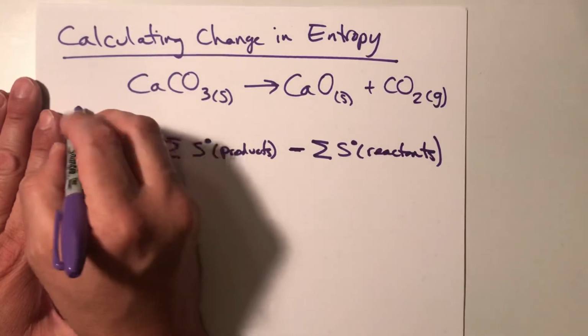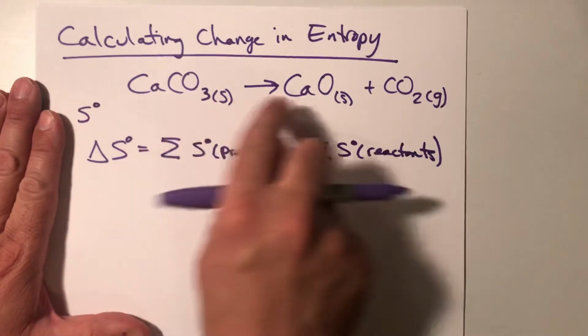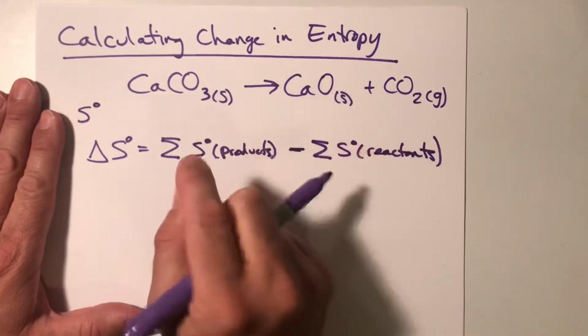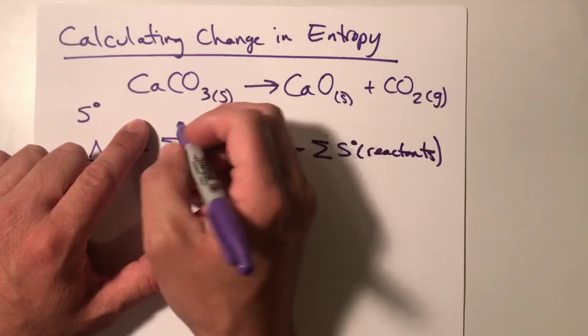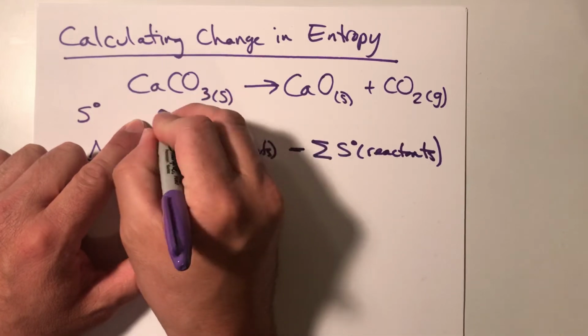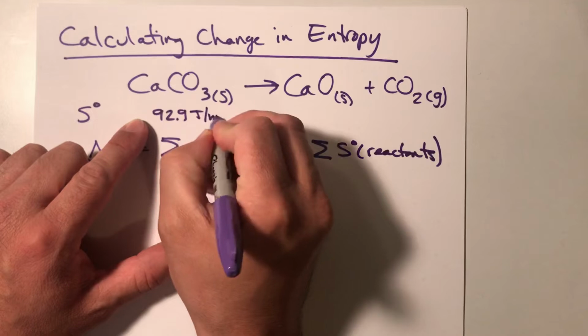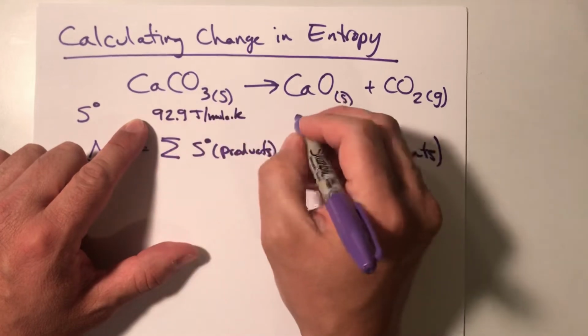So we go and we look up the molar entropy values for each of the compounds in the reaction. All right, and these are in tables, or if I forget to give you one, you're always welcome to look them up using the Google. These are going to have units of joules per mole Kelvin.